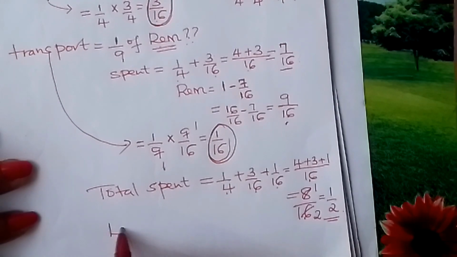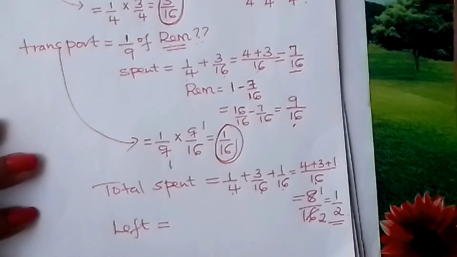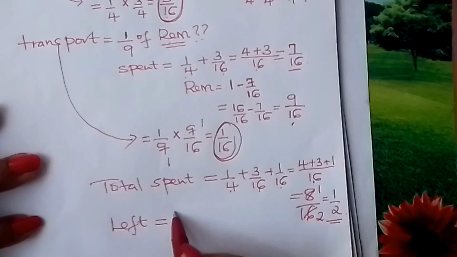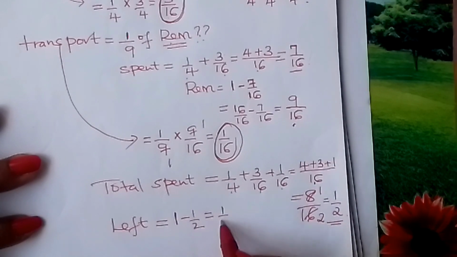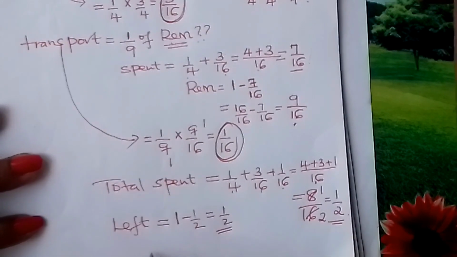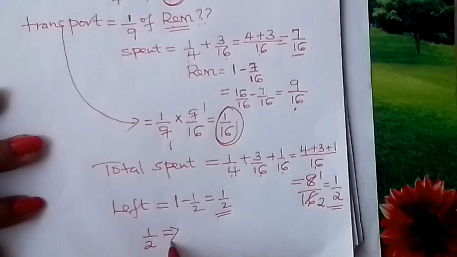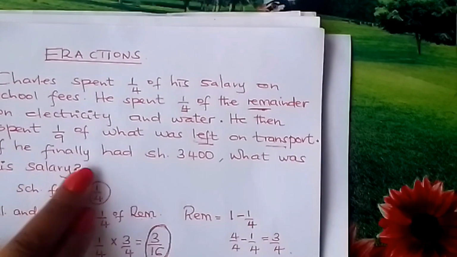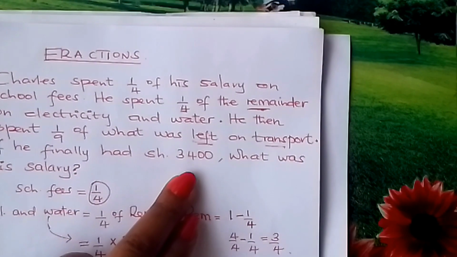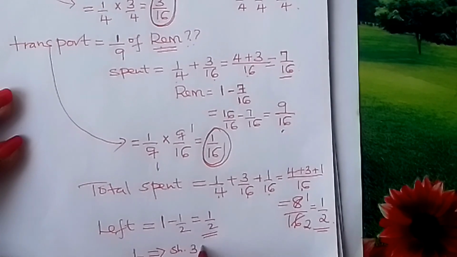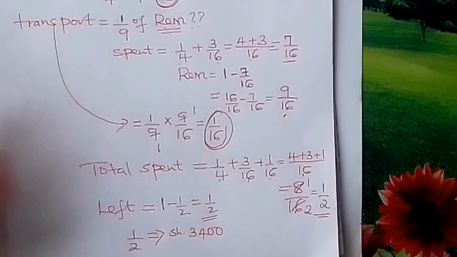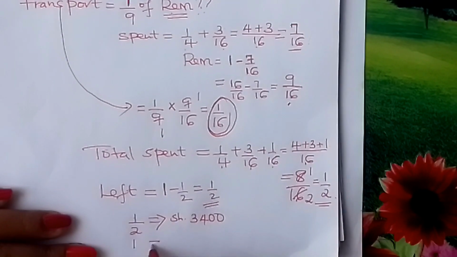And therefore he's left with what, learner? Look at this. He's left with what? He's left with the whole salary minus a half. The whole salary minus a half is a half. So he's left with a half. So a half, learner, is therefore equivalent to the amount of money that he was left with. If he finally had 3,400 shillings, so we are talking of the half which is left, therefore is equivalent to 3,400 shillings.